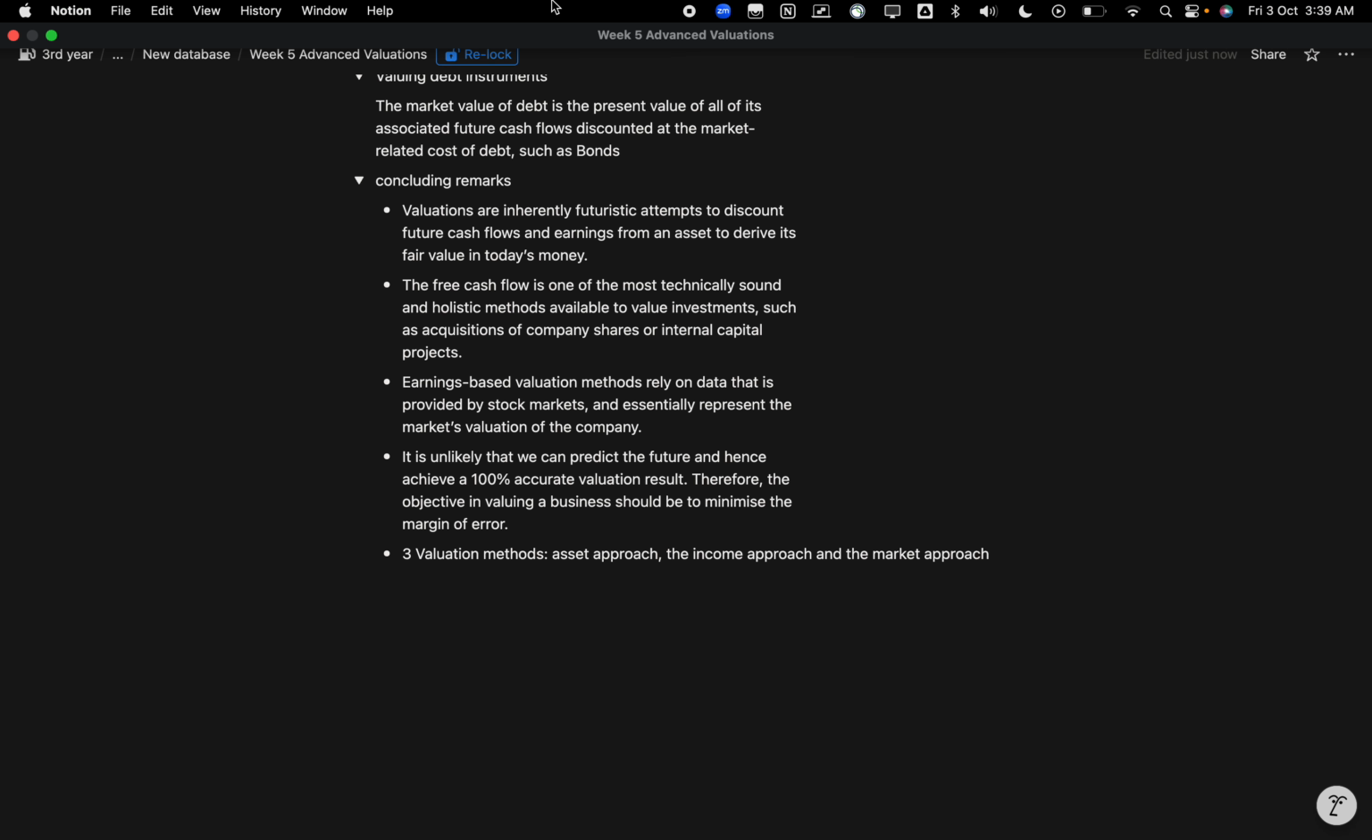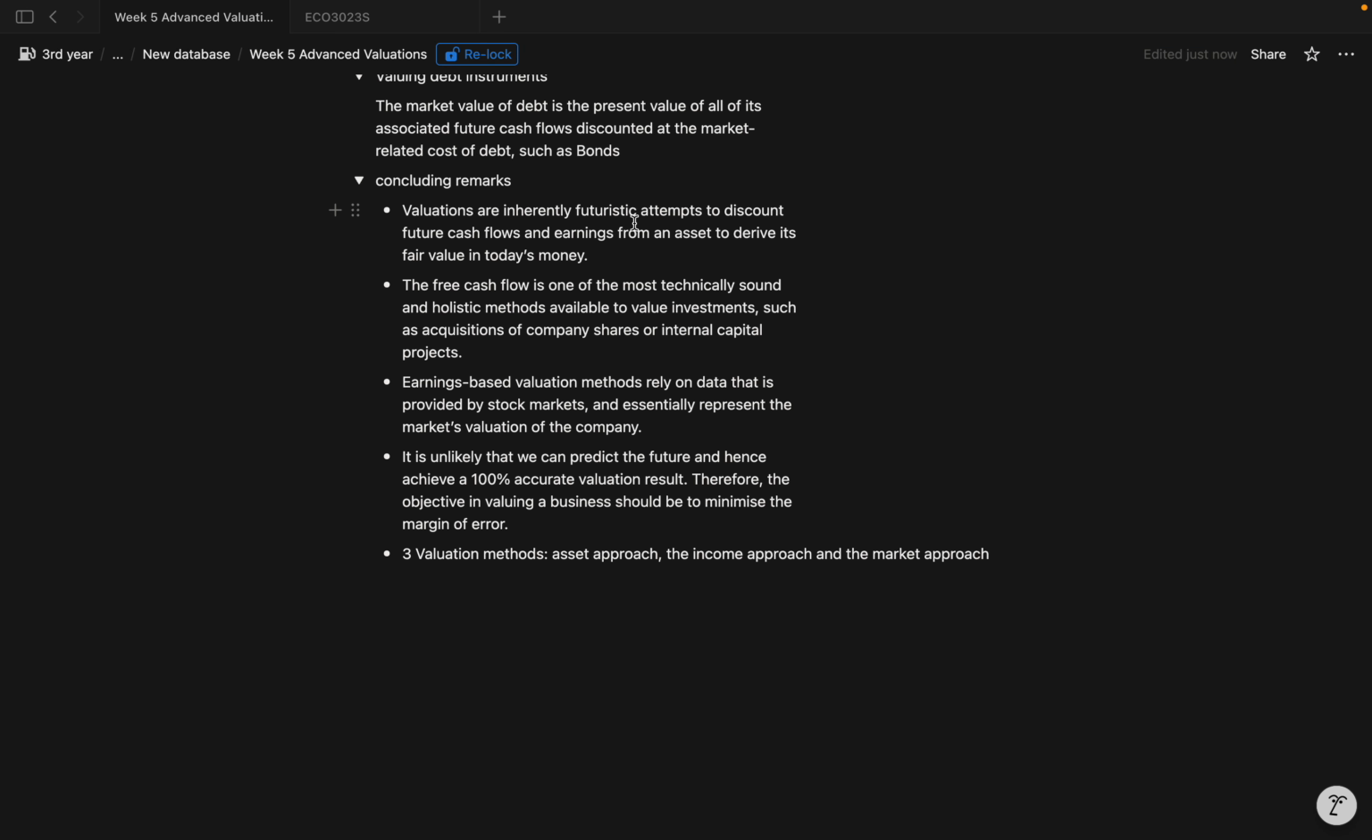And so, some concluding remarks on the theory: valuations are inherently futuristic. The free cash flow is the most technically sound, so it's really nice. Earnings-based valuations are not that great, and they oftentimes rely on data that is provided by stock markets, and so they represent the market's valuation of the company. And so we oftentimes can't predict the future fully. So the objective in valuing a business is just to minimize the margin of error. And so we've discussed three valuation approaches: the asset approach, the income approach, and the market approach.